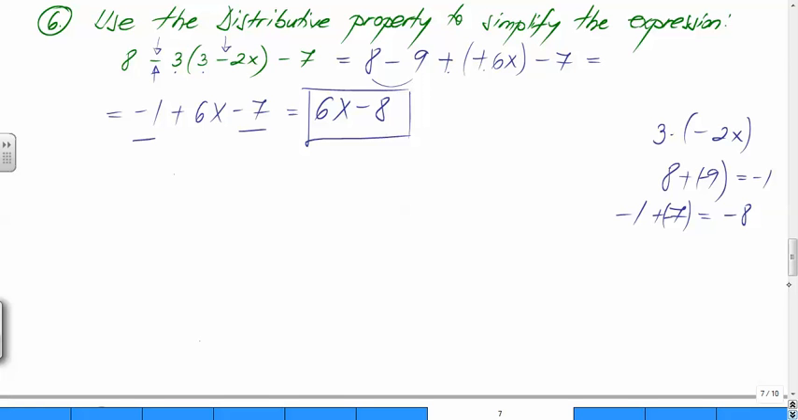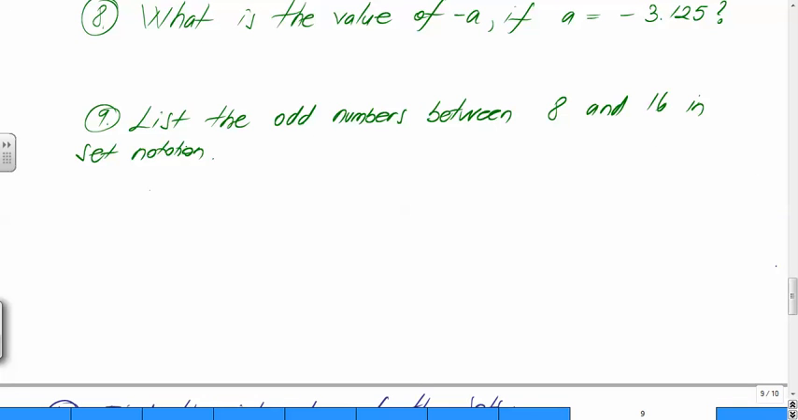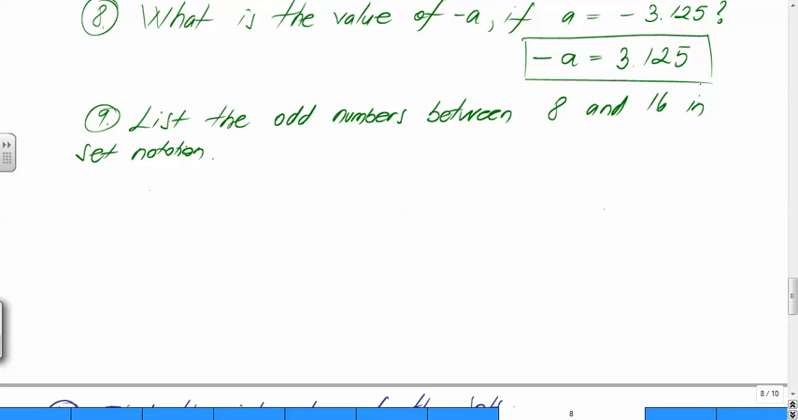Okay, next one. What is the value of negative a if a equals negative 3.125? Now this is a hard problem, right? We're talking about opposite. If a equals negative 3.125, negative a will be the opposite of that number. The opposite of that number is the same number in absolute value with a different sign. And this is the answer.